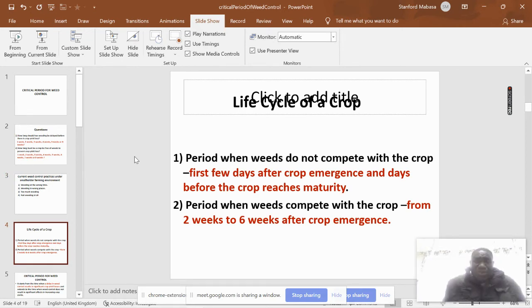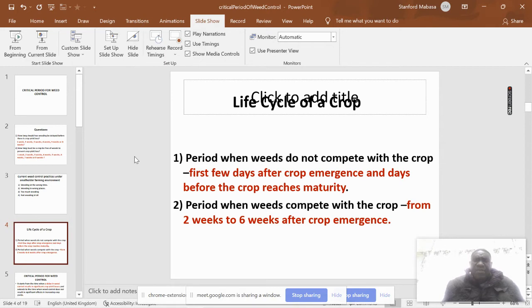Now, during the life cycle of a crop, there can be a period when weeds do not compete with the crop. That is the first scenario, and in that first scenario, we can identify two periods. The first few days after crop emergence, the crop is not sensitive to the presence of weeds. In fact, the weeds are not harming the crop. And also, the days just before the crop reaches maturity, the weeds are not having an impact on crop yield.